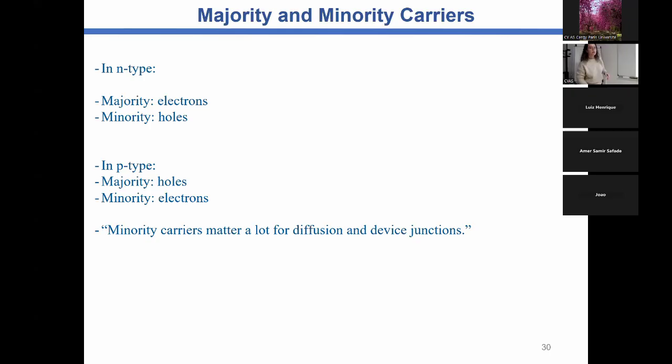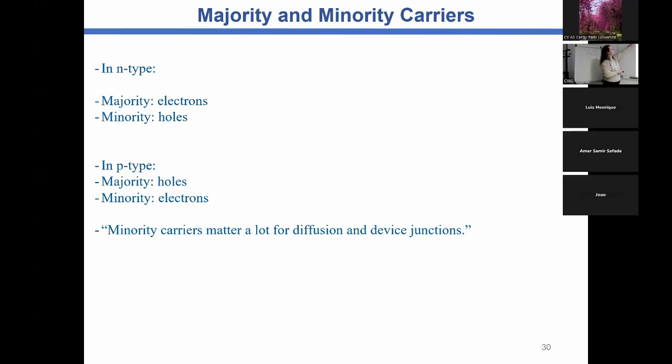Okay, so in terms of the doping of semiconductor, we can create carriers. The carriers will be used to give movement in the material. And we must distinguish the carriers in the material as majority and minority carriers.